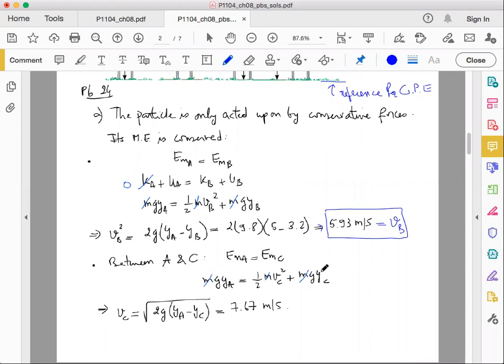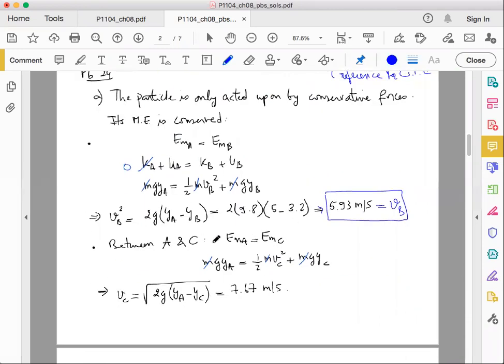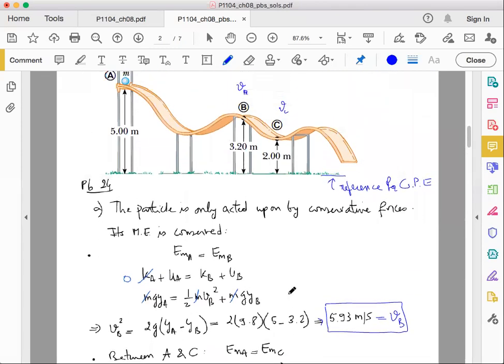Both yA and yC are measured with respect to the horizontal line, which is the reference for our gravitational potential energy. We do the same. We end up with vC equal to the square root of 2 times g times (yA minus yC). And numerical application, we end up with vC equals 7.67. And this is not of a big surprise.